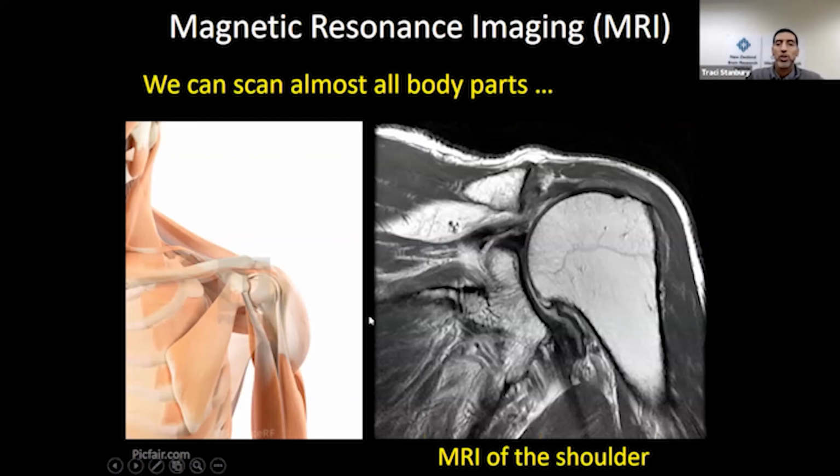So basically what I'm showing you here, the image to the left is a cartoon of someone's chest, and this is the shoulder joint here, and that's the neck area. So if you scan someone's shoulder, you will get an image like this to the right. This is the bone here. Anything in gray is the muscle. Anything in white is the skin in here, right?